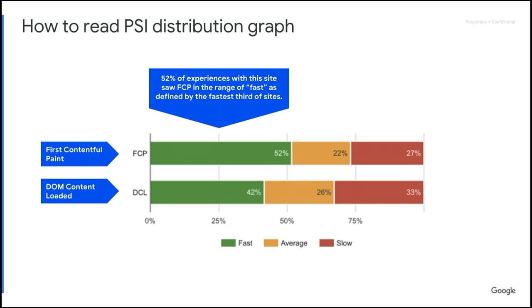And I will show you. So the main way to read this is across the third slowest, middle grade, and fastest sites, what on average are people experiencing on your site? So in this case, and I won't go into the details around what first contentful paint means and DOM content loaded, some of you may know. But on average, 52% of people are experiencing a site load that is qualifying as fast, meaning in the fastest top third. So that's not bad, but there's still some room for growth here.